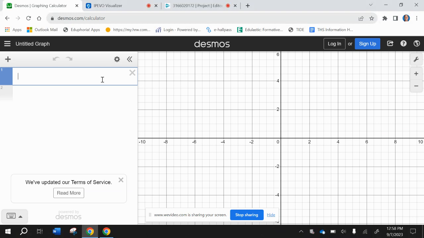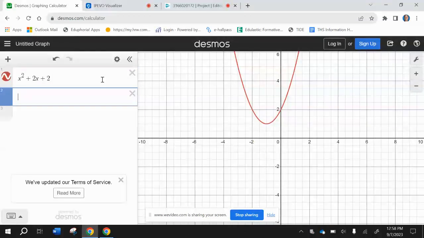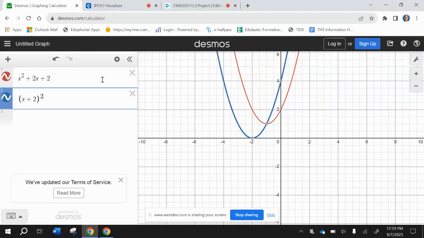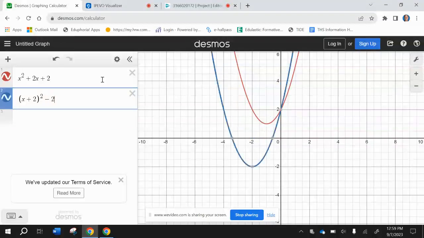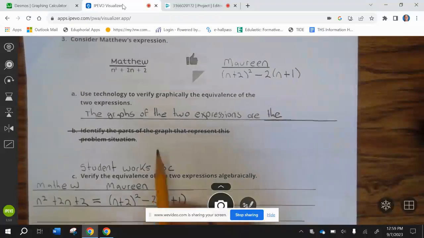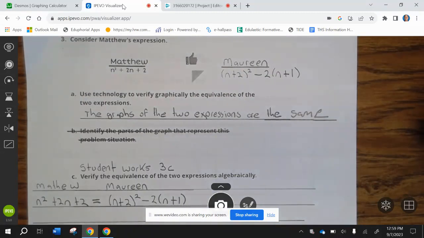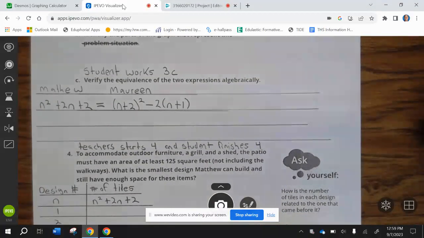Now we're going to graph Matthew's, but instead of n, we have to use x. So x squared plus 2x plus 2. There's Matthew's. And then we're going to do Marine's. So that's x plus 2 squared minus 2 parentheses x plus 1. Now, you can see that they're the exact same graph. So we can say that the graphs of the two expressions are the same. Student works 3C, so go ahead and do that.